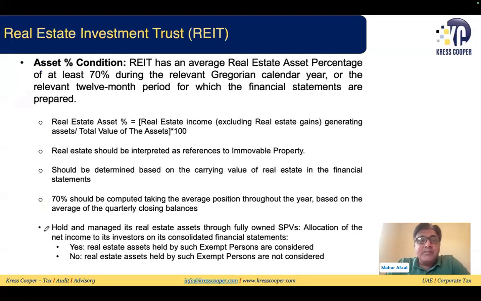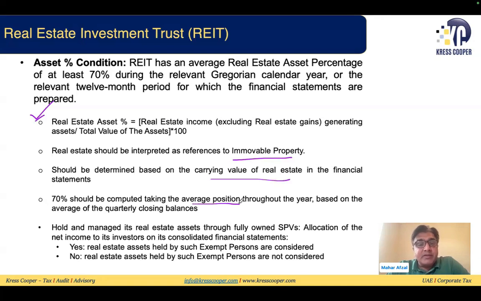The third condition is the asset percentage condition. The assets that are being used to generate real estate income, other than real estate gain, should be at least 70% of the total assets. This is the formula I reproduce again. Real estate is a reference to immovable property. We know the definition of real estate property. It should be determined based upon the carrying value of the real estate given in the financial statement. Yes, 70% average position. It should not be a specific quarter, though. We need to look at it overall, over the period of 1 year.